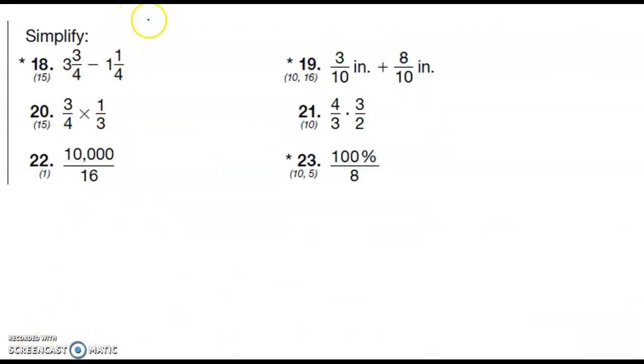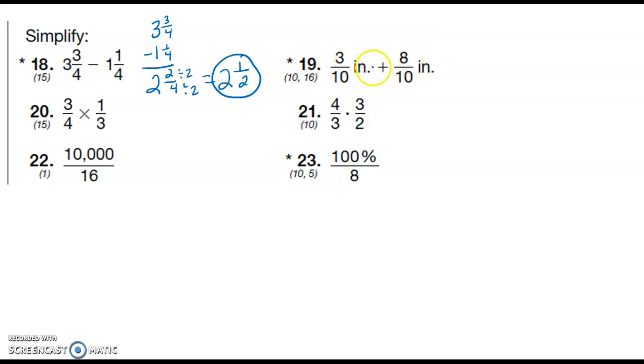All right, let's see what we got here. 3 3/4 minus 1 1/4. So I'm going to subtract here. 3 minus 1 is 2/4. 3 minus 1 is 2. And then I'm going to reduce this number. So I need to keep the whole number, 2. 2 divided by 2 is 1. 4 divided by 2 is 2, and that's my answer.